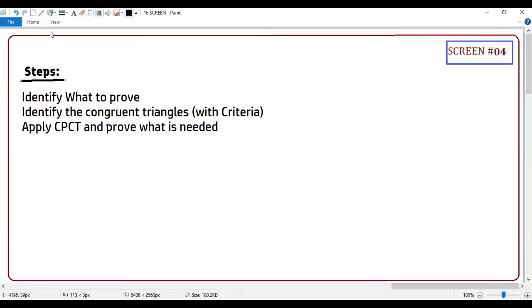Everywhere, this is not just one chapter. The same thing is going to be applied in triangles, next quadrilaterals. Then what do you have? Sir, circle. All the 3 chapters, this is the one. Can I get a yes or no? So please remember this. Identify what to prove. Identify the congruent triangles. Which 2 triangles are congruent according to which criteria? When I say criteria, what are they?